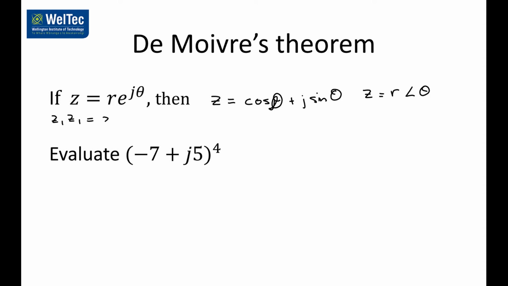same as z1 squared, is going to be r1 times r1 angle theta 1 plus theta 1. So that was r1 squared angle 2 theta 1. And you could see that we could just go on forever. So what we've got here is that z to the power of n equals r to the power of n angle n times theta. Now, this allows us to do some quite interesting things.